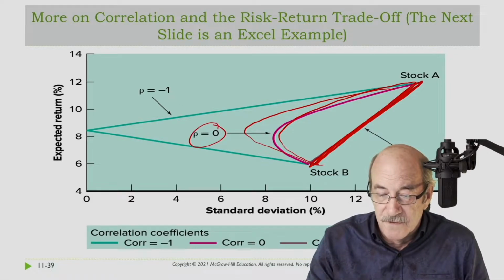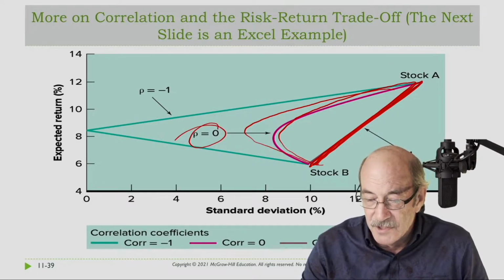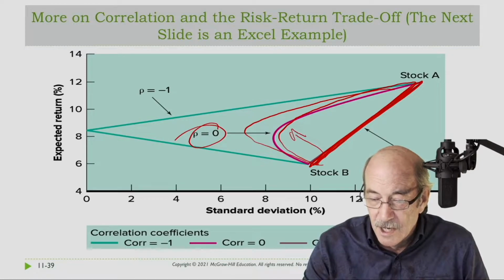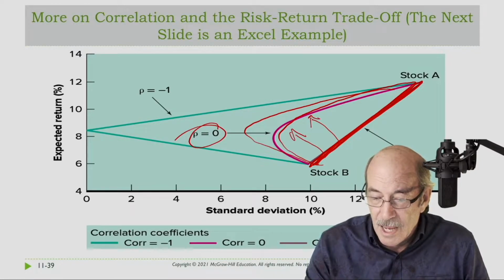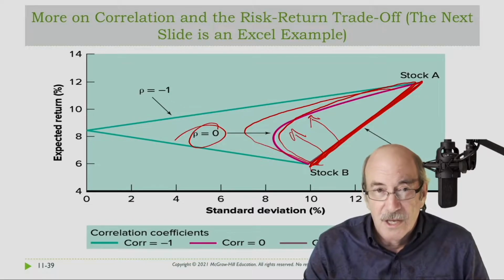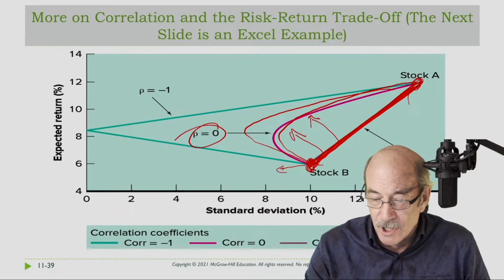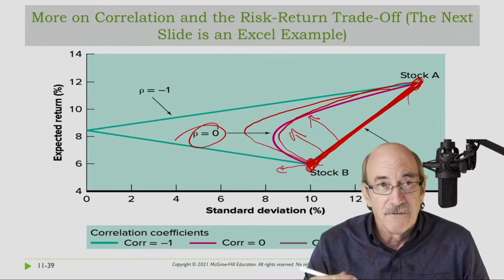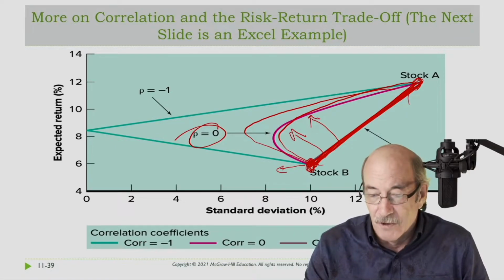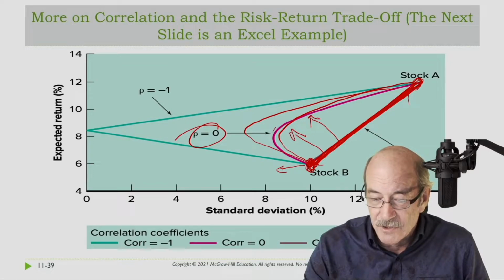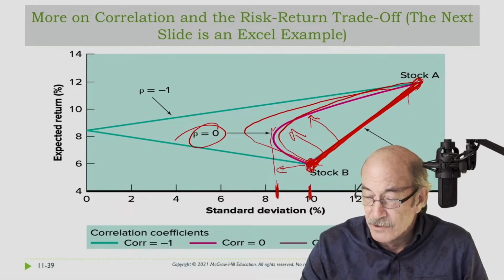And so with a correlation of 0, the nice thing is that we've shifted up to the northwest. Not only have we created portfolios that dominate the individual portfolios from when they had a correlation of 1, but we've actually created a portfolio that has a lower risk than either of the two individual assets by themselves. So we can actually get to levels of risk that are considerably lower than the original two assets were.